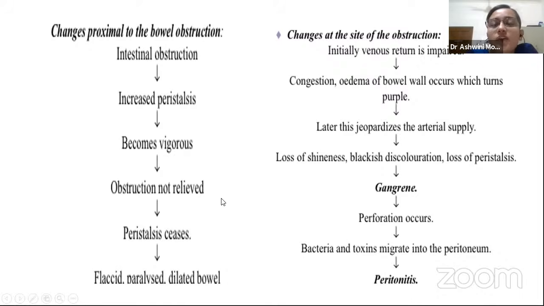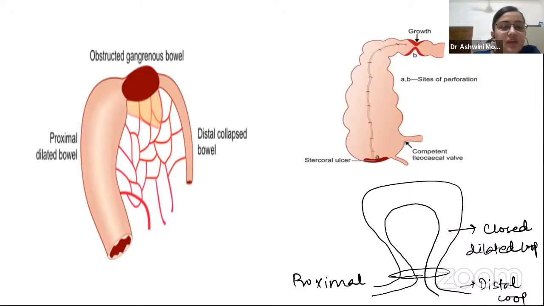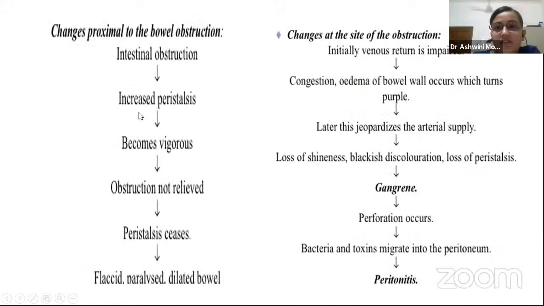Right. What are the changes at the site of obstruction? At the site of obstruction, initially venous return will be impaired. In this figure, you can see here is the obstruction, and there will be inflammation and other changes here. So first of all, venous return will be decreased. After that, as venous return is decreased, congestion and edema of the bowel wall will occur, right?